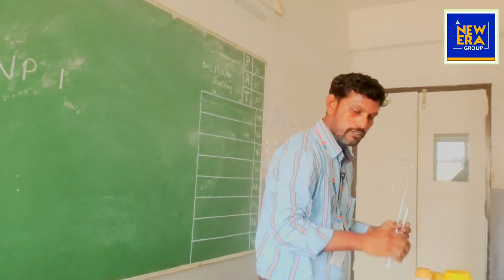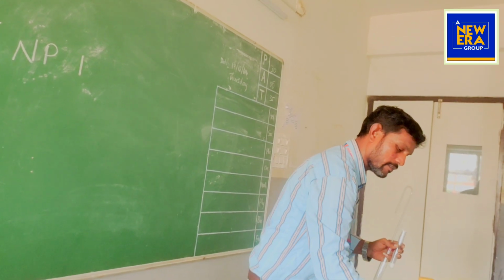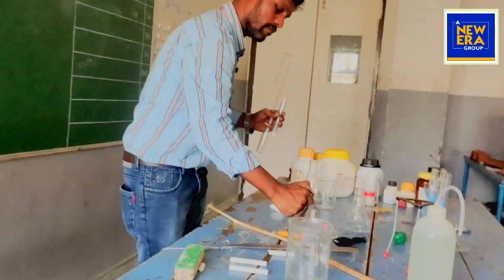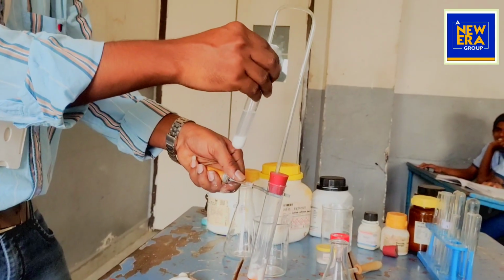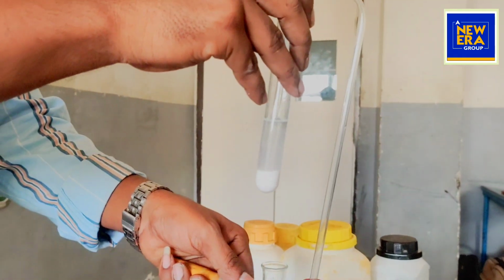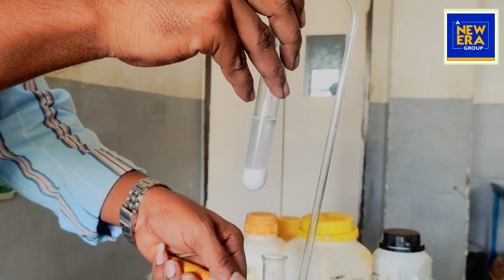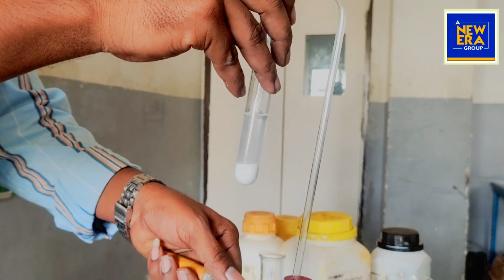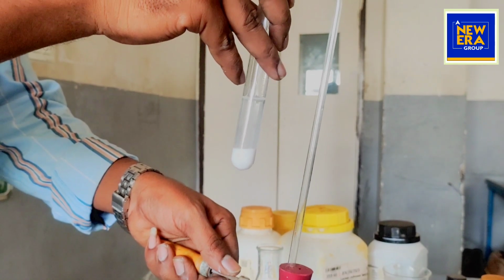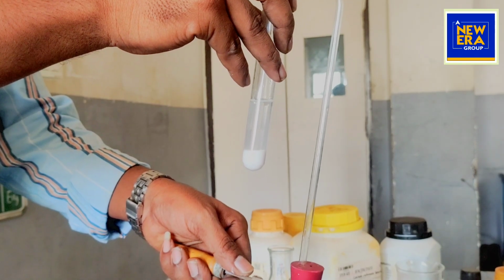Right. Now we are going to heat calcium carbonate. You observe very clearly bubbles. What is that gas? Actually, that is carbon dioxide. To prove that gas, we prepared slaked lime solution, Ca(OH)2, taken twice.